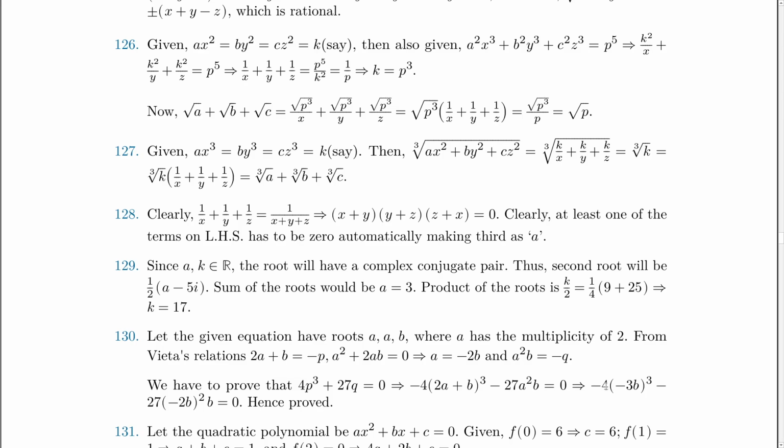That implies that minus 4 into minus 3b, because our a is equal to minus 2b, so this becomes minus 3b. So we have minus 3b whole cube here. So 27 fours are 108, so 108 b cube, and then over here we have 27 into 4 again, and that is also b cube. So both of that become 108 b cube, and the end result is 0, and that's how we have proven that 4p cube plus 27q is equal to 0.